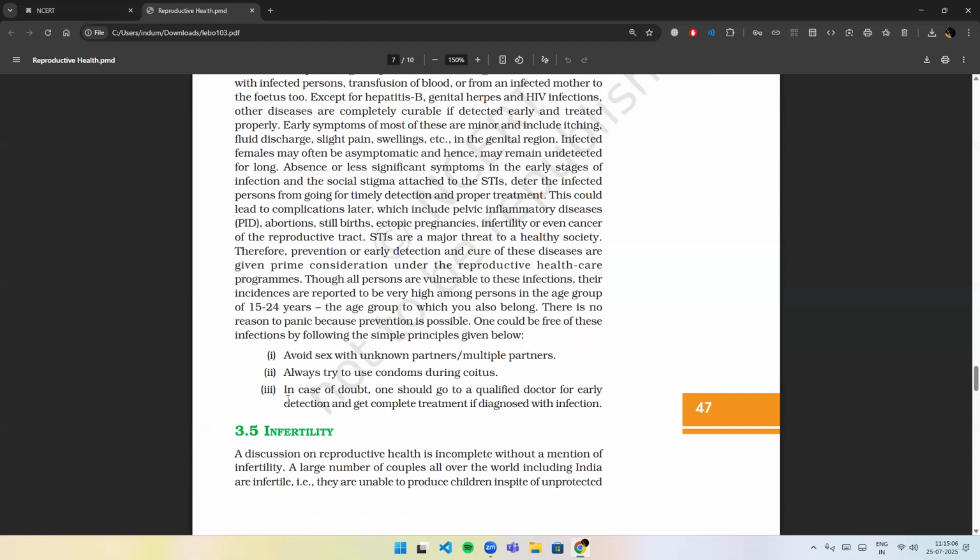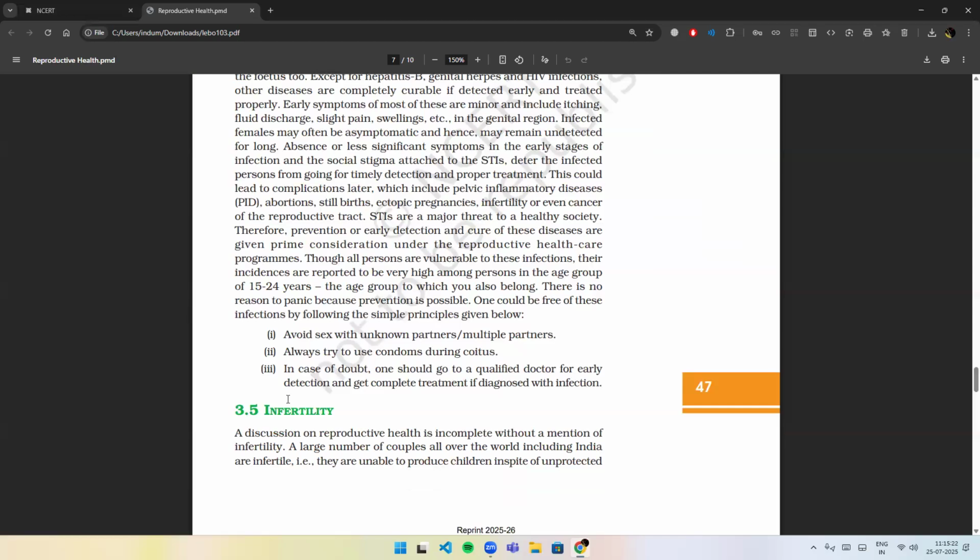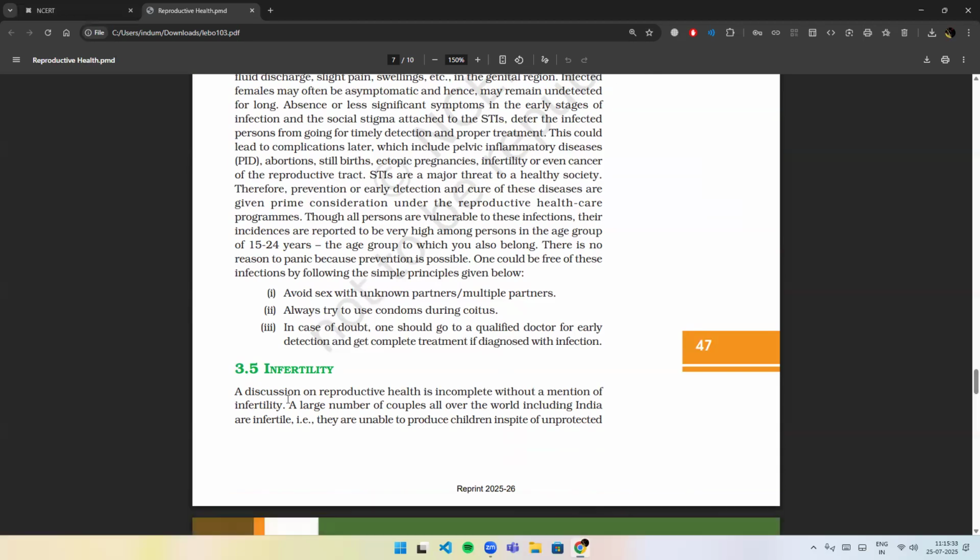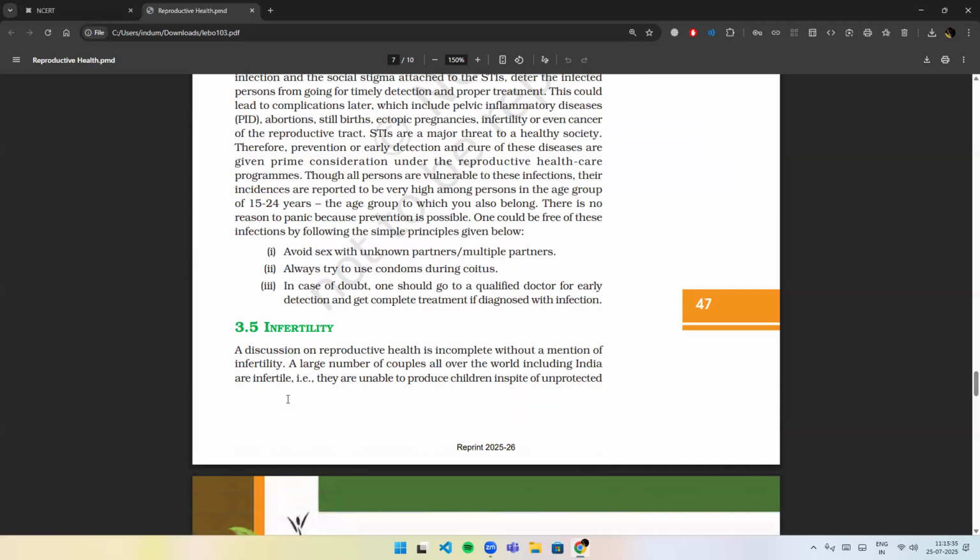Though all persons are vulnerable to these infections, their incidences are reported to be very high among persons in the age group of 15 to 24 years, the age group to which you also belong. There is no reason to panic because prevention is possible. One could be free of these infections by following the simple principles given below. Avoid sex with unknown partners or multiple partners. Always try to use condoms during coitus. In case of doubt, one should go to a qualified doctor for early detection and get complete treatment if diagnosed with infection.